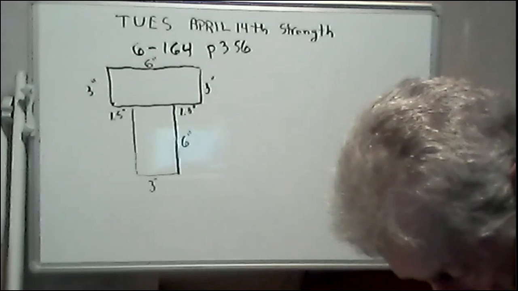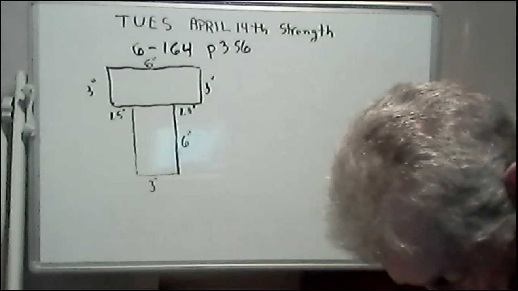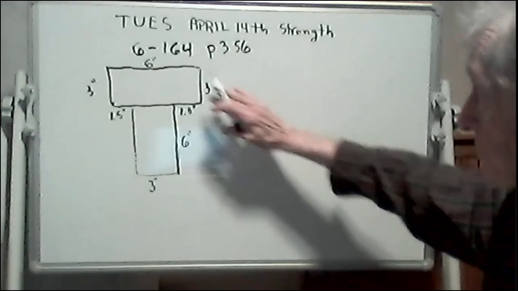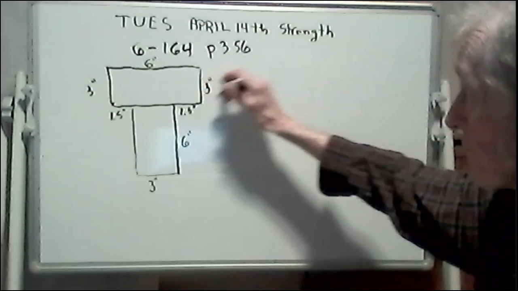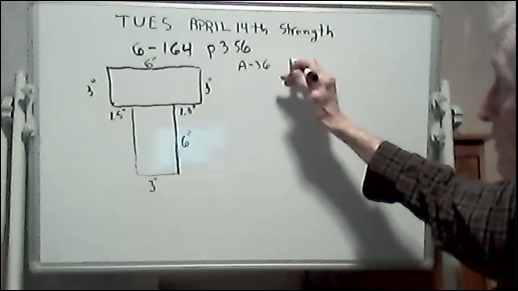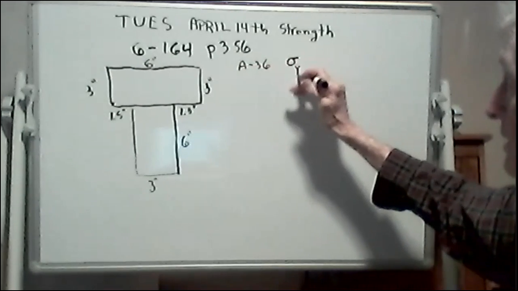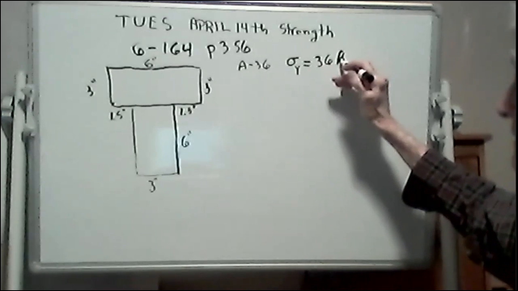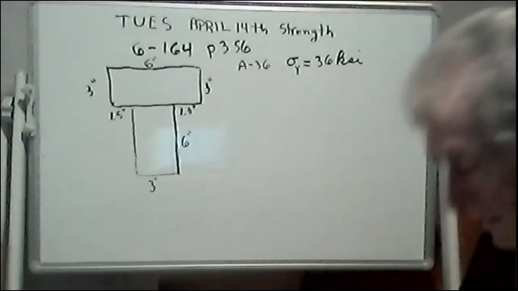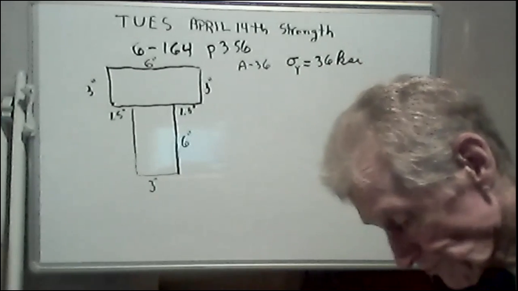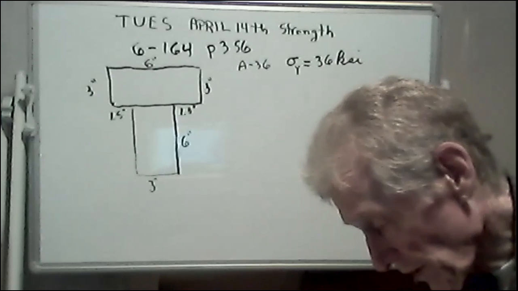Now, what do they want us to do? They're giving us that this beam is made out of A36 steel, which means that the yield strength is 36 KSI. Okay. Great.